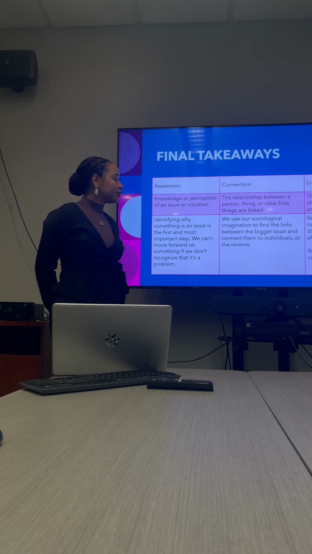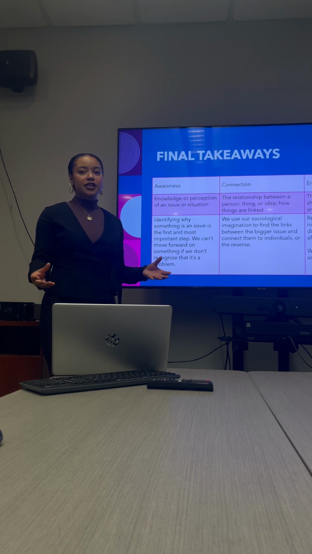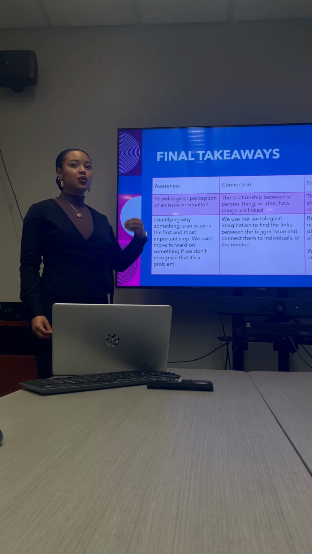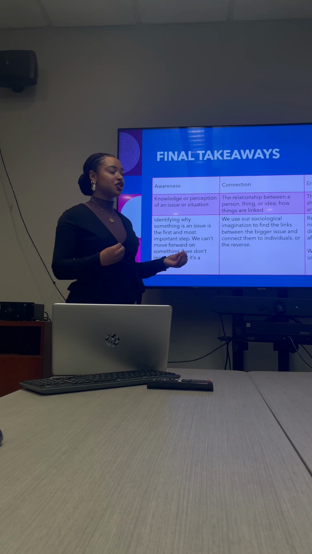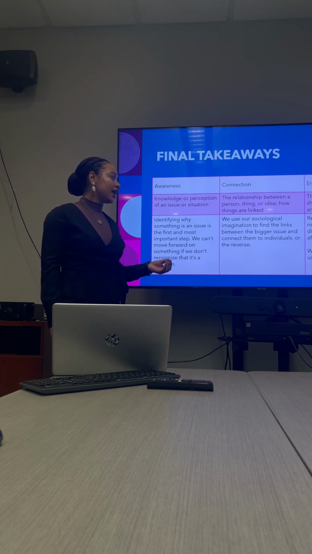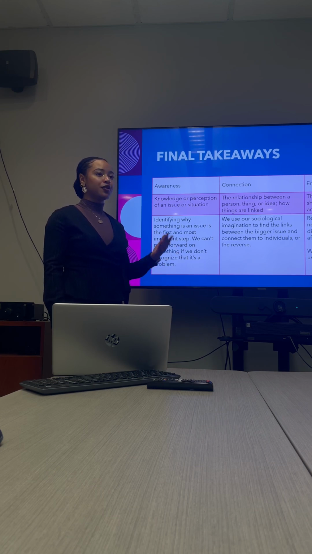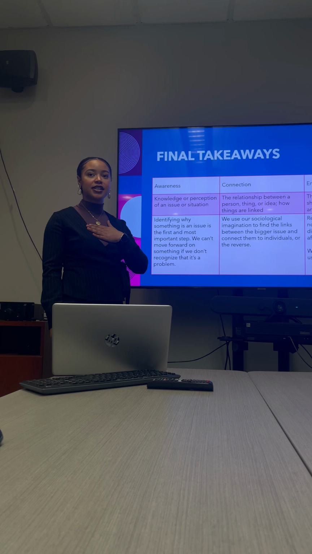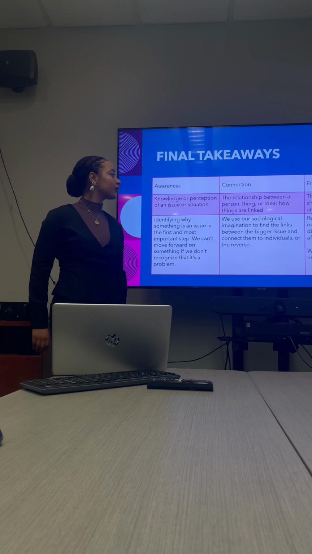The connection, which is the relationship between a person, place, thing, or idea, helps us to create a link between the greater issue and our relationship with it. We use our sociological imagination to find those links and connect them between the bigger issue, or we do it in reverse. We find something that's important to us as individuals and connect it.